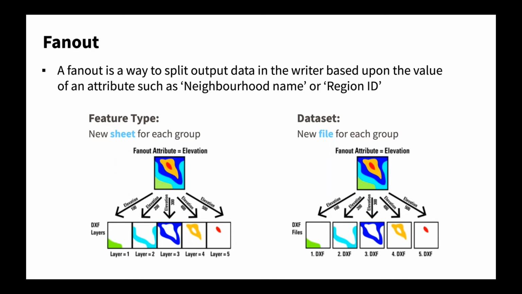And what that does is if I had a file and I had elevation information, for this example, it's CAD, but you can imagine this with Excel as well. Using a feature type fanout for an Excel file would mean that each elevation is written out to a new sheet. So each range is a new sheet of the same Excel file. Similarly for CAD or AutoCAD, each elevation is a different layer in the same .dwg file. For a dataset fanout, that would mean a whole new data set. So each elevation is its own DWG file or its own Excel file.